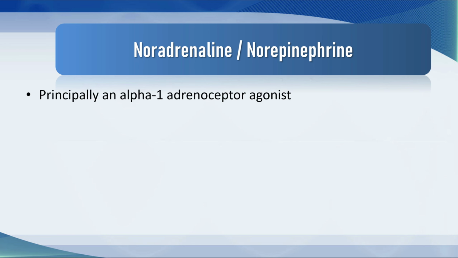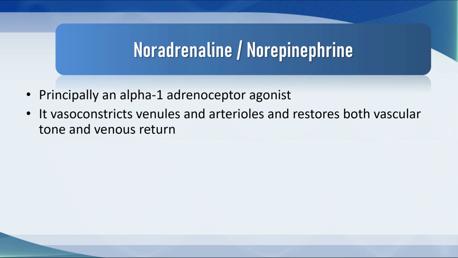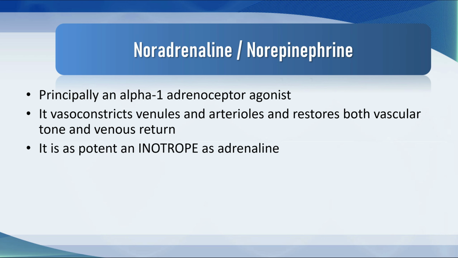Norepinephrine is principally an alpha-1 adrenoceptor agonist in the extremities, and that means it vasoconstricts venules and arterioles, increasing the stress blood volume, increasing venous return. But it also principally increases diastolic blood pressure, increasing coronary perfusion. It is a very, very potent inotrope. It's as good an inotrope as epinephrine or adrenaline.